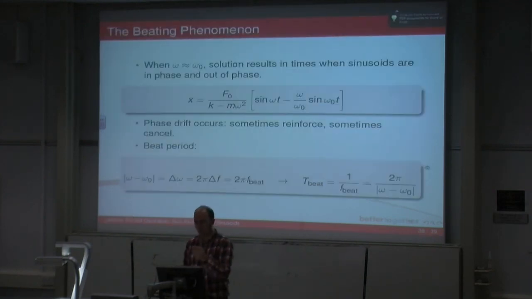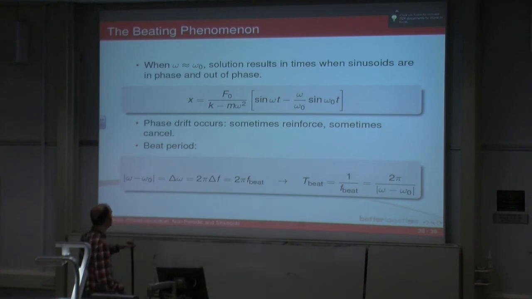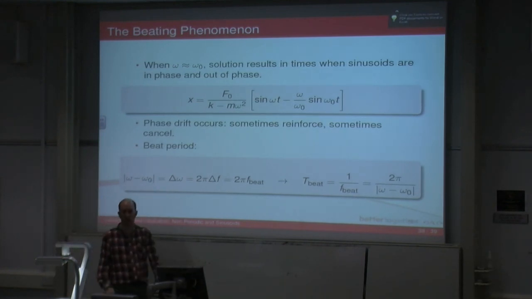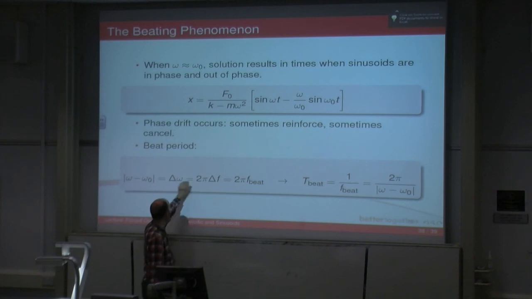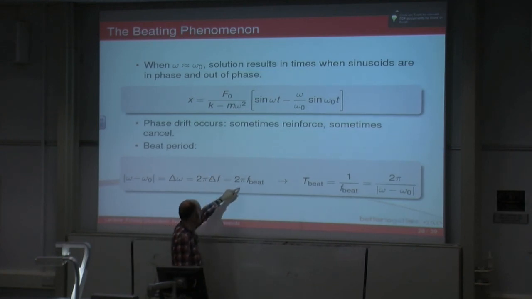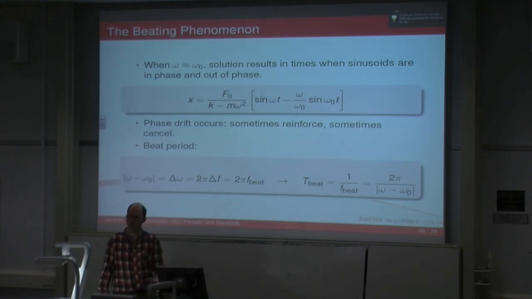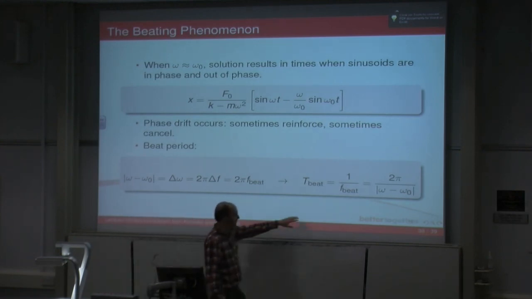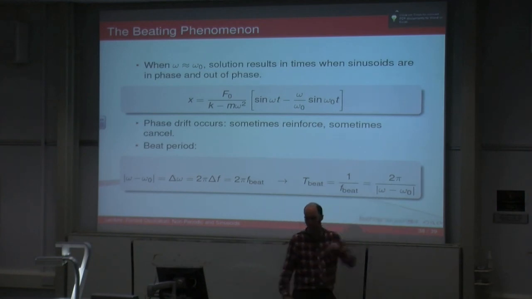That frequency of that sound, you can work it out. We've got omega minus omega naught, and the absolute value of that, the positive value of that term, we can denote as delta omega. To convert that into hertz, we divide by 2 pi, giving delta f, which we'll call the frequency of the beating. Now, to work out the period of that beating, you take 1 over f beat, so it's 2 pi divided by omega minus omega naught.